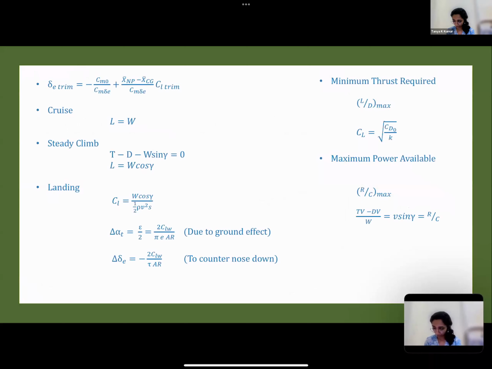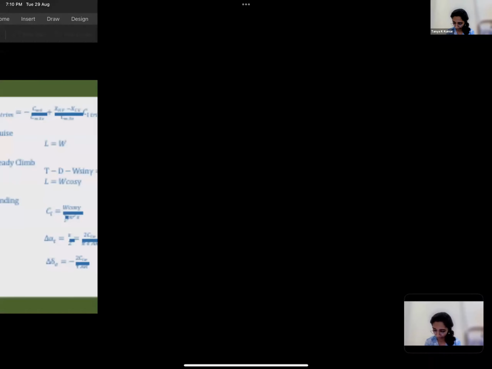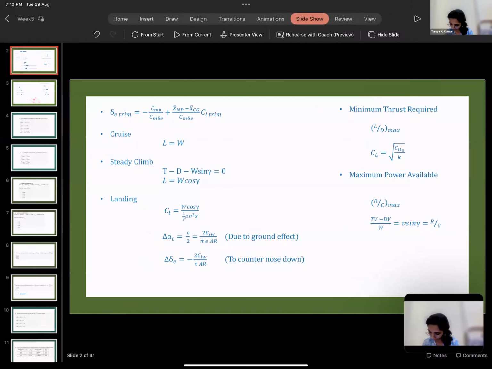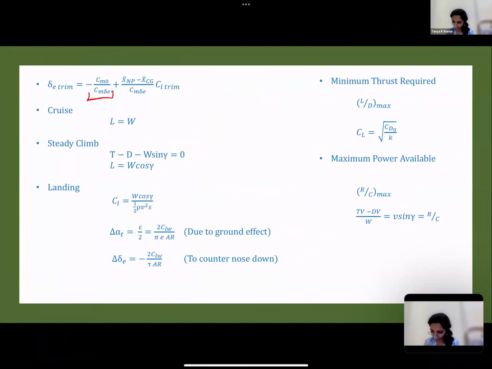Before that, a summary of what you had studied and what would help you solve the questions. Delta E trim, or delta E required to trim the aircraft at a given CL, is given in the first equation. It has an intercept of negative CM naught by CM delta E. Since CM naught is positive and CM delta E is negative, the overall intercept is positive. Similarly, the numerator is positive and the denominator is negative, so your slope is negative.